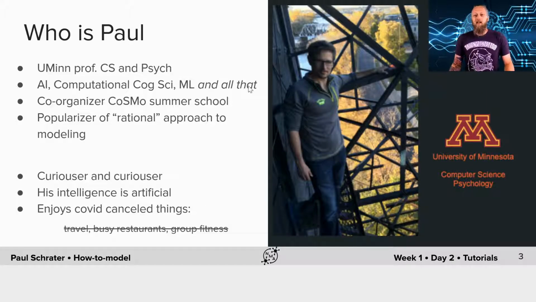Paul is a professor in computer science and psychology at the University of Minnesota. He does research in AI, computational cognitive science, machine learning, and all of that. And he is a co-organizer of the Cosmos Summer School and a popularizer of a rational approach to modeling. Paul is curiouser and curiouser, apparently. His intelligence is artificial, and he enjoys COVID-cancelled things like travel, busy restaurants, group fitness, and things like that.